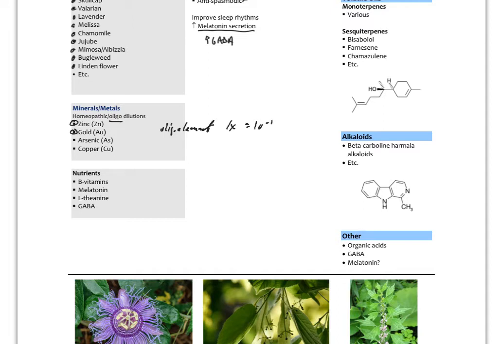Arsenic, this is in the homeopathic range, not in the material range, and that is used as an anxiolytic, and then copper, also in small amounts, is used as an anxiolytic. So I just put those there to maybe think about. You can read about the indications a little bit more clearly in the homeopathic literature. I'll tell you a little bit about that. And then different nutrients like B vitamins, melatonin, L-theanine, and GABA, again, can all support the nervine activity.